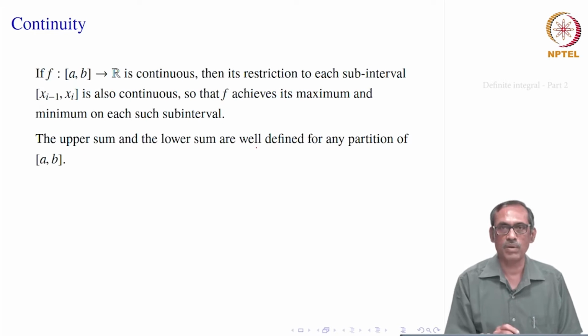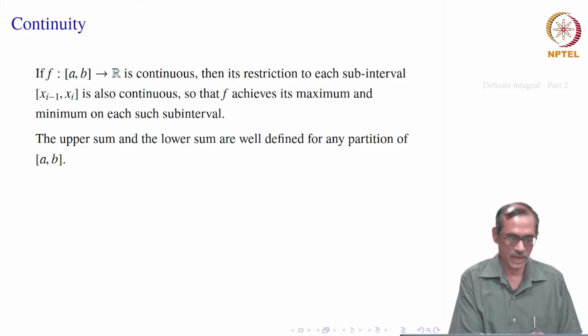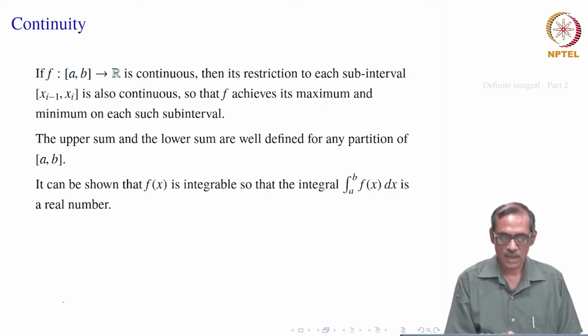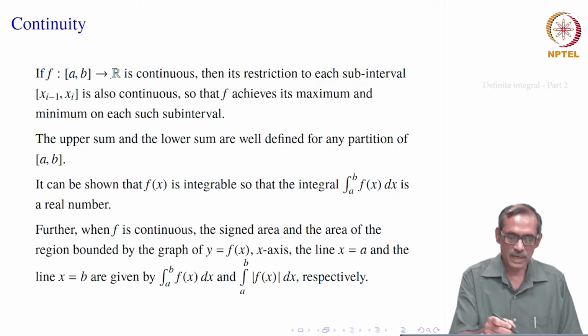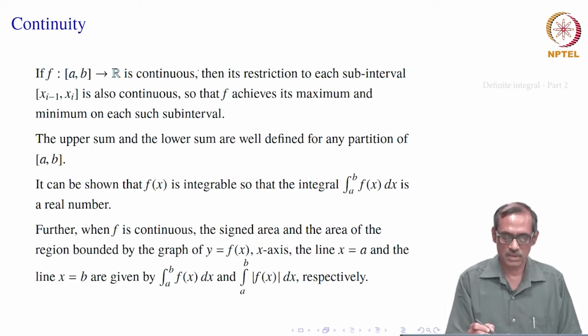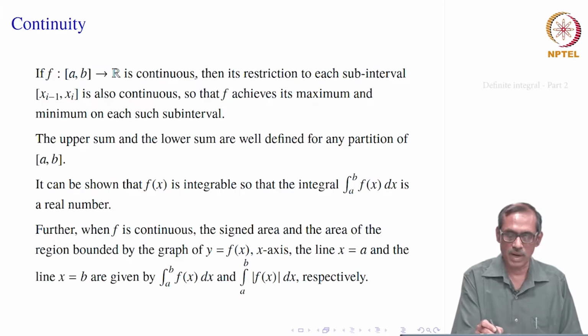Now, the upper sum and lower sum are well defined, because maximum and minimum exist for any partition of a b. So, what the result says is that f x is integrable, so that this integral is a real number in case f is continuous. So, that is our result. What does it say? If f on a b to R is continuous, then f x is integrable.